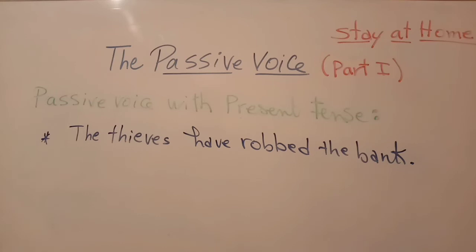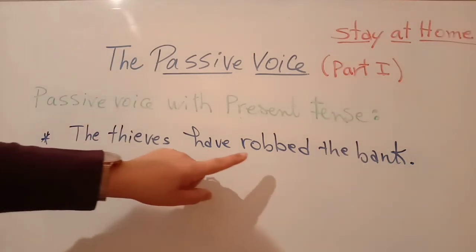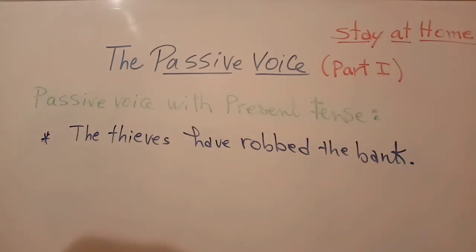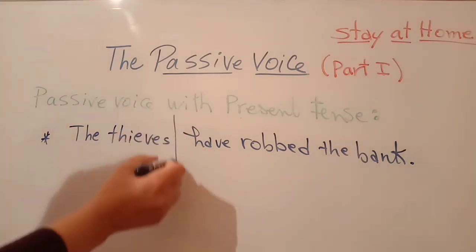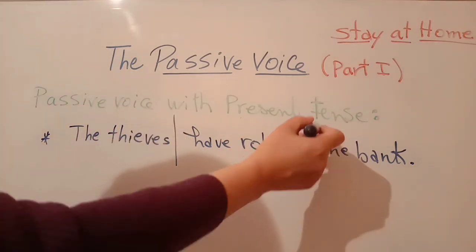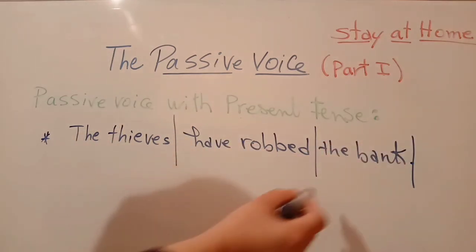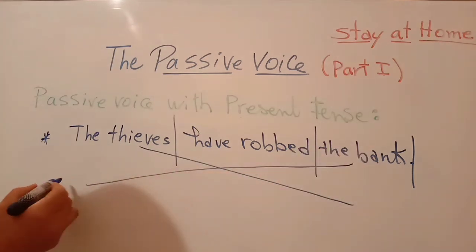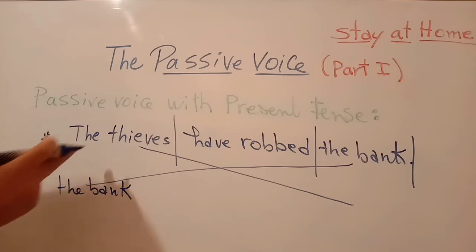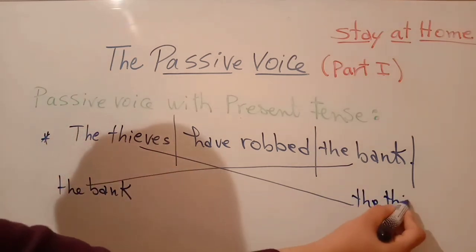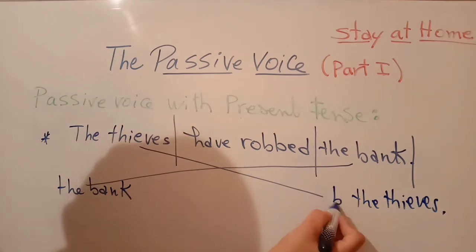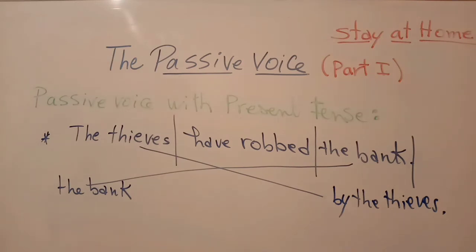Another example with the present tense, you have the thieves have robbed the bank. Okay, so let's cut this sentence into subject, verb, and object. So the thieves, subject, have robbed is the verb. The bank is the object. So the easy operation. So the bank becomes subject. The thieves becomes object. Okay, we place, of course, here by. Then we concentrate on the verb. So you have the verb rob in which tense? It's the present perfect. So present perfect simple equals either have or has plus past participle of the verb.